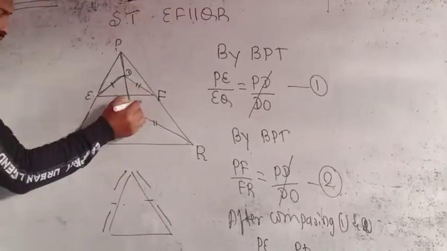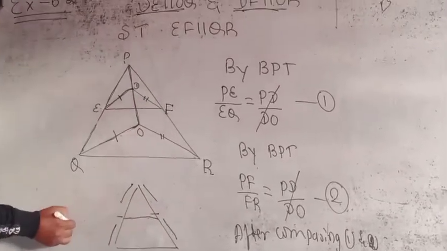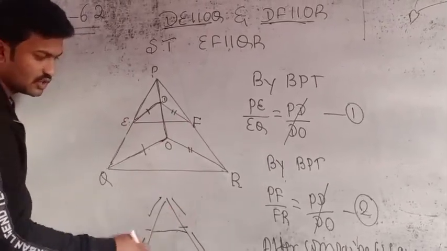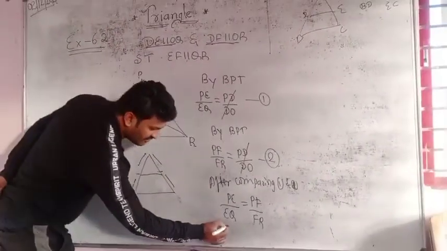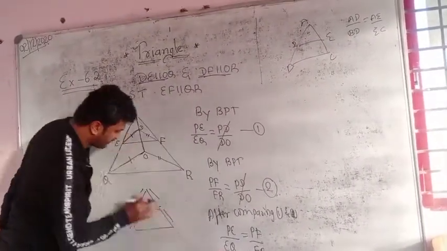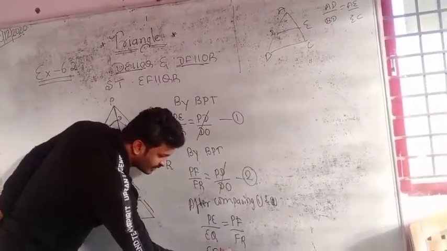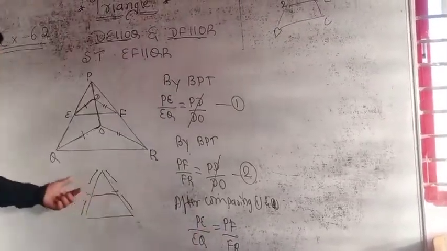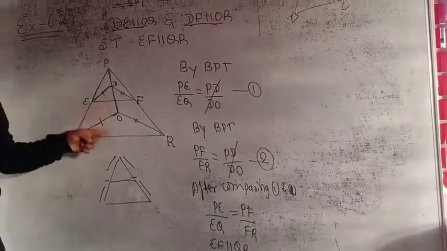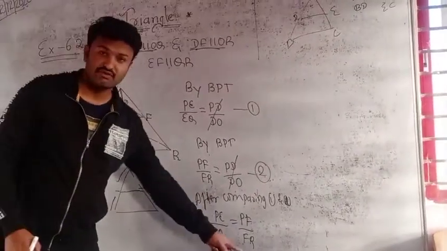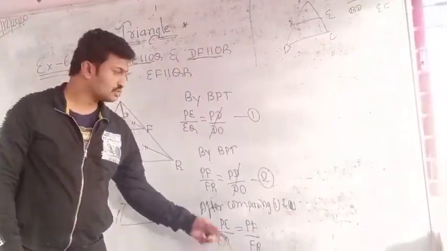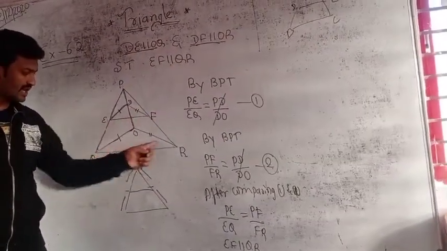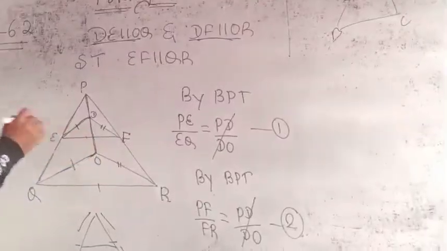This means here one more line is there which is parallel to the third side. According to this ratio, we can write EF is parallel to this QR. Both ratios are equal. Then in our triangle, the two sides are parallel. This is again a BPT we got, which we have to prove. EF is parallel to QR. Okay? Hence, proved.